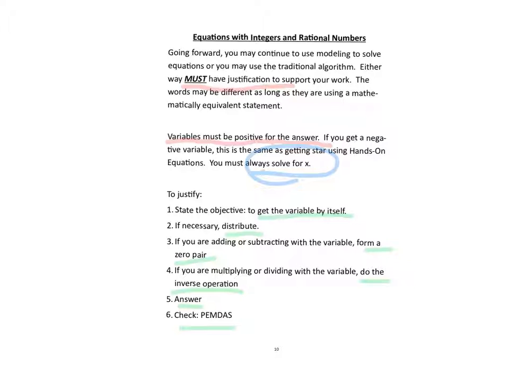This is meant to be a reference tool for you while you are justifying. So you can kind of come back to here and jog your memory. Again, you will not always have steps 2, 3, and 4 in every problem.